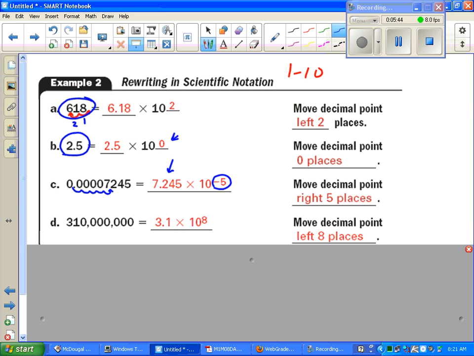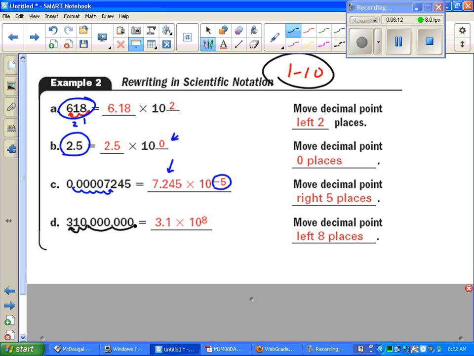D is a very large number, 310 million, so it's going to be a positive exponent. You need your decimal to start out right here, 310 million. You need to move it over 3 times, 6 times, just to save yourself a little headache. 6 times right there, 7, 8 times. The number 3.1 is between 1 and 10. Again, that's key. It's got to be between 1 and 10. But 3.1 is between 1 and 10, and you moved it over 8 times. Since it's a great big number, it is a positive exponent.